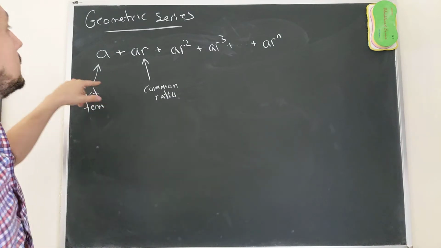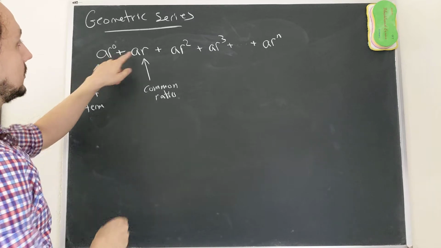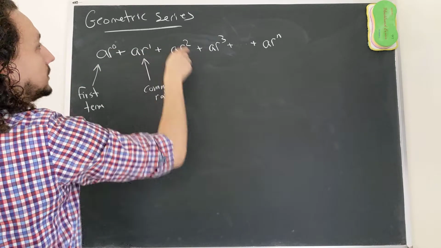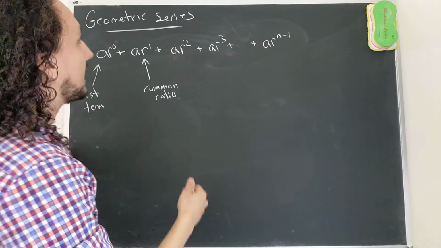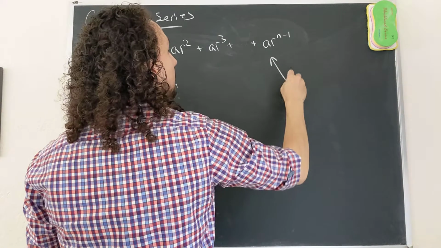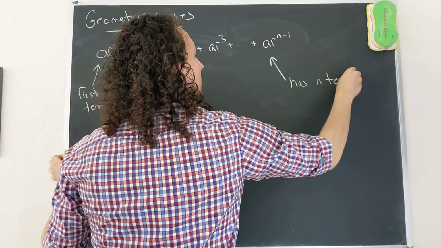And actually, because over here we can think of this as ar to the 0, and this is ar to the 1, so 0, 1, 2, 3, I'm going to make this go up to ar to the n minus 1, because then I can say that this entire sum has n terms.